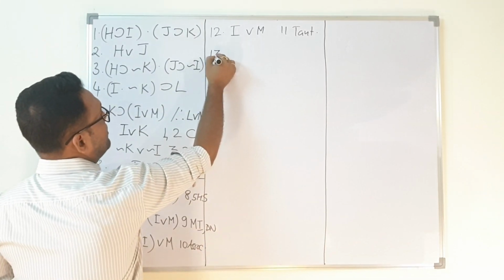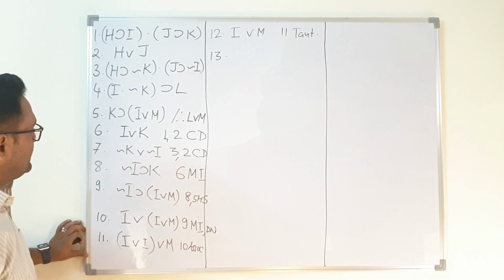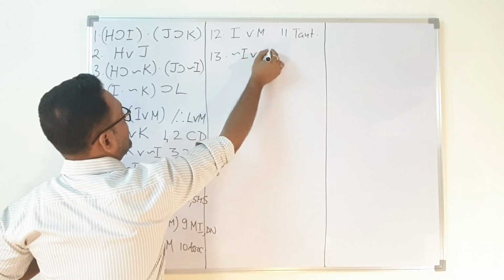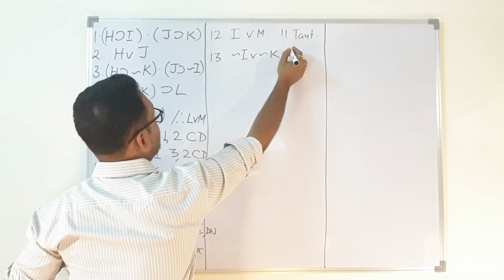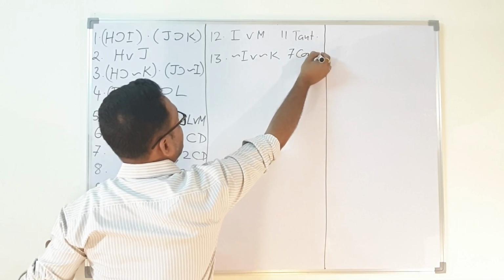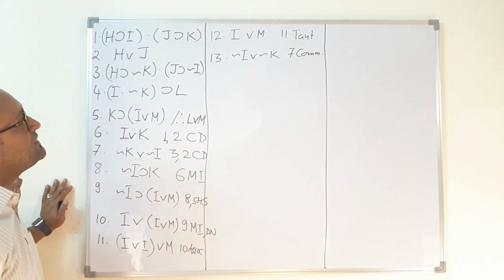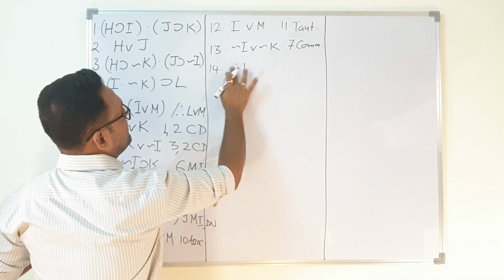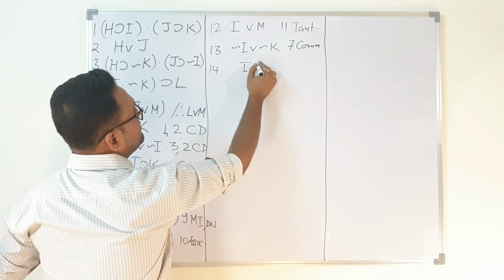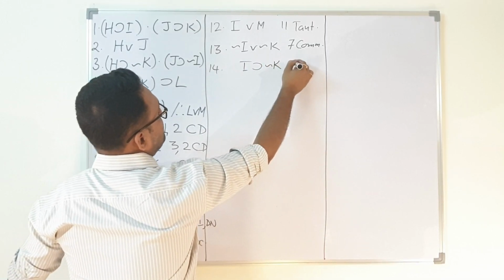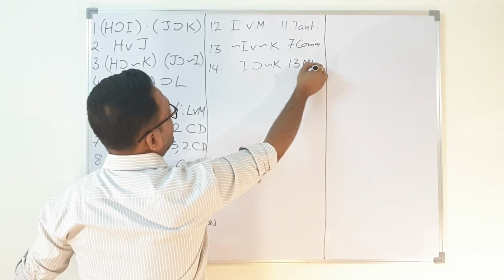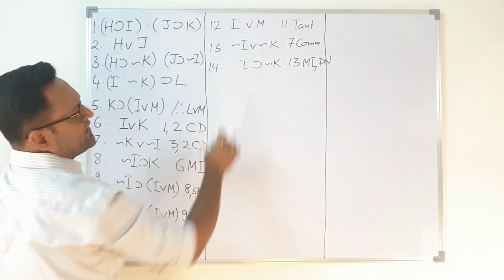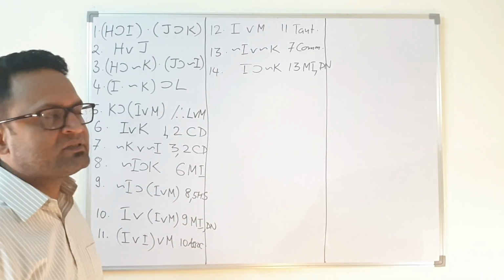So let us take on 13th line number. What I am doing is that I will make this as negation of I wedge negation of k. So this is going to be 7 commutation, right? So I have commuted this, then I can make it as negation or I will get it like this: I implies negation of k. This will be 13th material implication, and I will also use double negation because there will be a double negation which will be created, right? So I have used this.